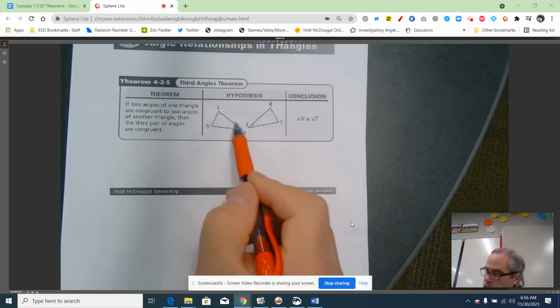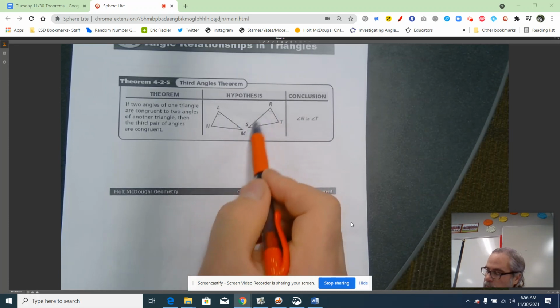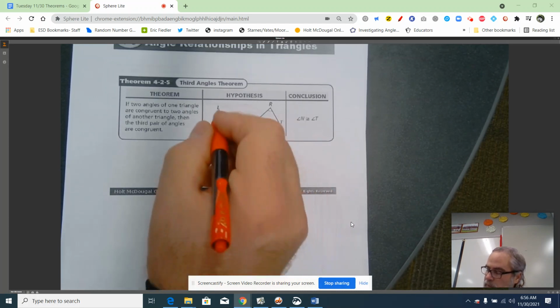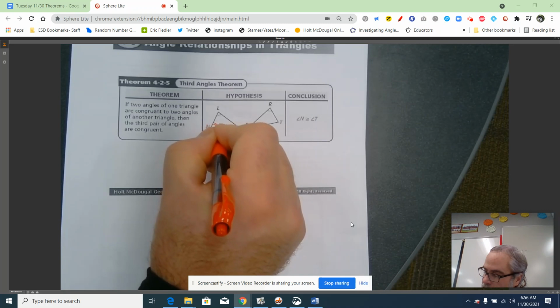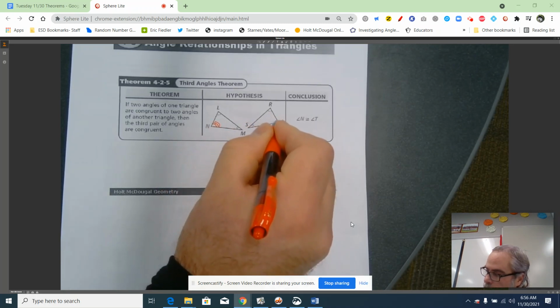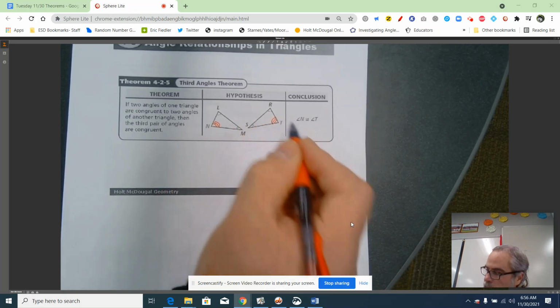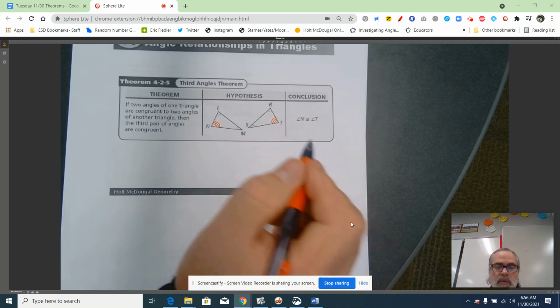Since these two angles of this triangle are congruent to these two angles of the other triangle, don't their third angles have to be the same because they all have to add up to 180? And so I'm going to triple arc mark. We don't see that very often. I'm going to triple arc mark angle T. That's called the third angles theorem.